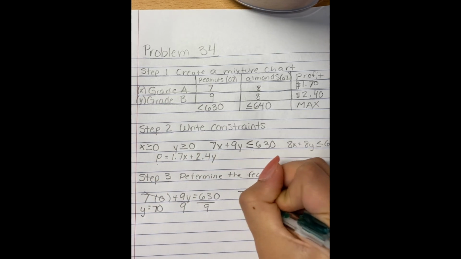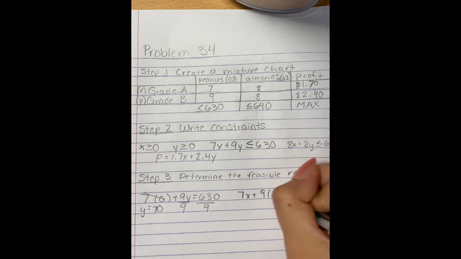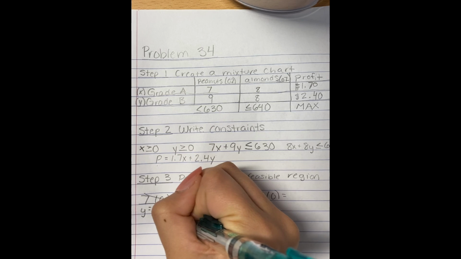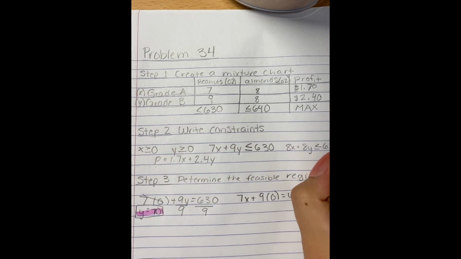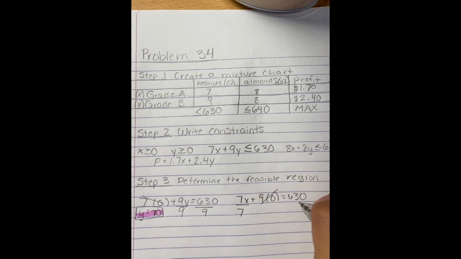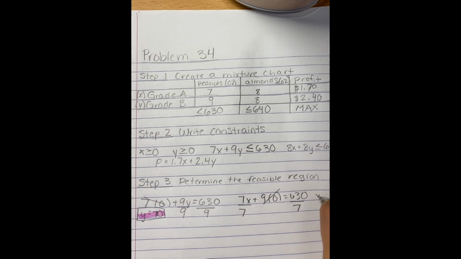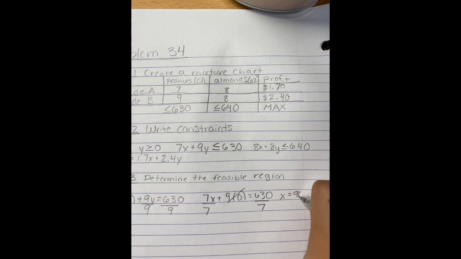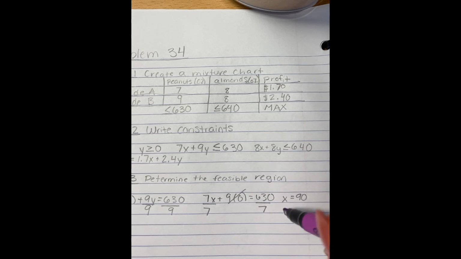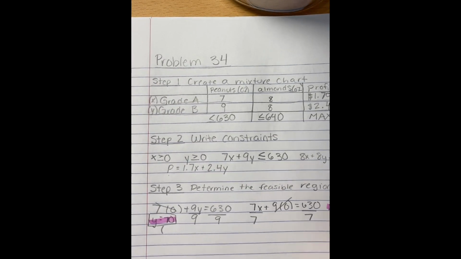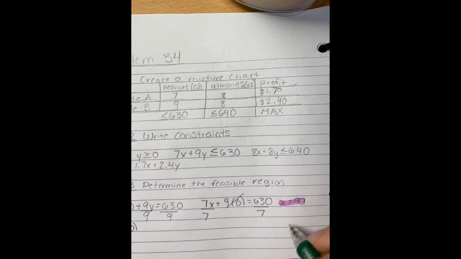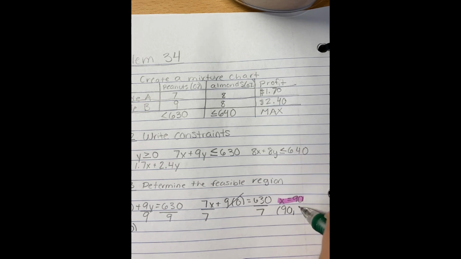Now I'm just going to do the same thing with the other side of the equation, so instead of plugging in 0 for the x, I'm going to be plugging it in for the y, using the same algebra steps. This is where I arrive at my answer, so x equals 90. Based on the equation that I just solved, we now have two of the points that will create our first line on the graph. So those are 0, 70, and then the other is 90, 0.